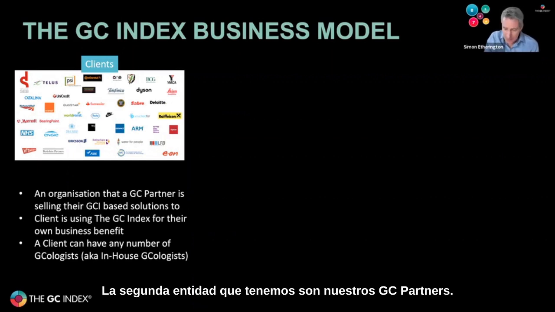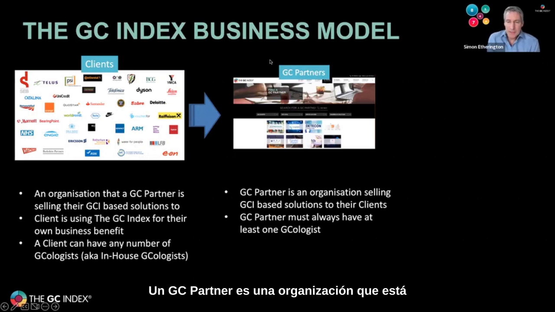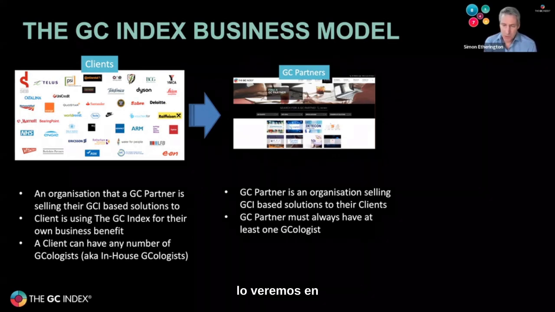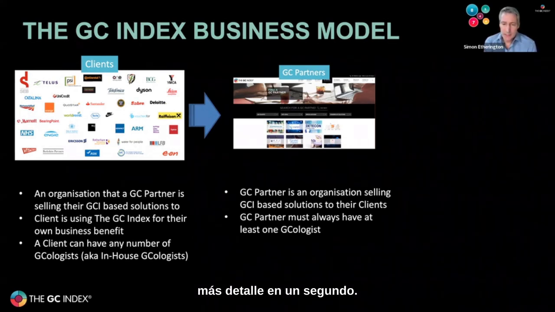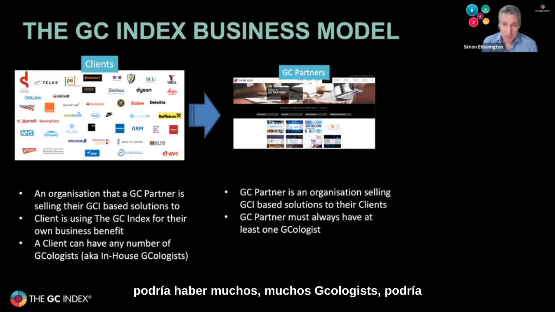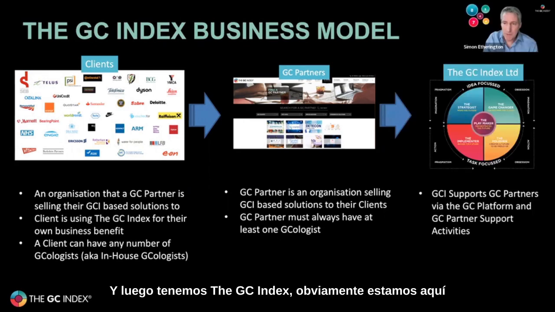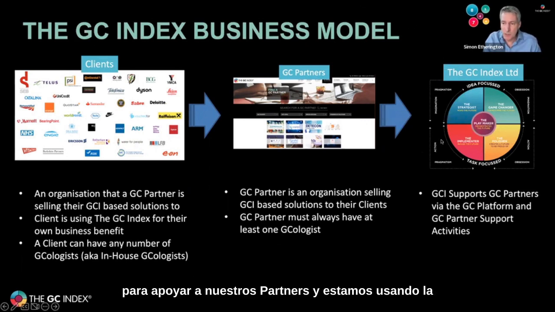Okay. Then the second entity we have is our partners. Now, a partner is an organization that is selling GC Index-based solutions to their clients. And we'll look at that in a little bit more detail in a second. The key for a partner is that there's always at least one GCologist, but there could be many GCologists. There could be hundreds of GCologists in there. And then we've got the GC Index. And obviously, we're here to support our partners, and we're using the GC platform to help us to do that.